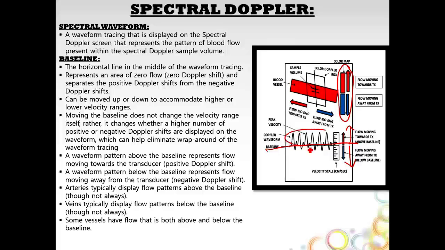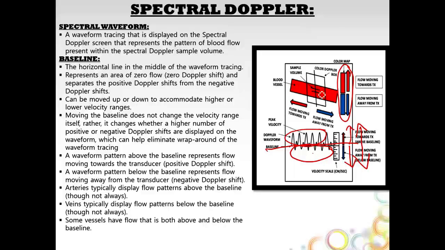So any parts of this waveform above the line are flow moving towards the transducer. Any parts of this waveform below the line are flow moving away from the transducer. The further you get away from this line in either direction, the higher the velocity of the flow, either a positive Doppler shift or a negative Doppler shift. So our positive Doppler shift would be above the baseline. Negative Doppler shift would be below the baseline.